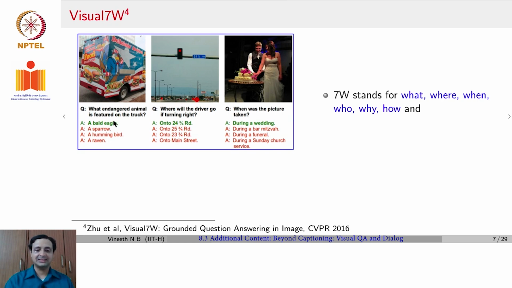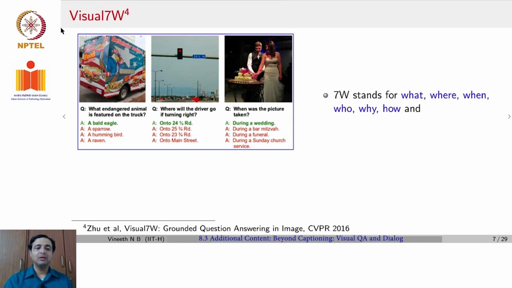This dataset has images and questions such as what you see here. What endangered animal is featured on the truck in this image? The answer is bald eagle, and the other options are sparrow, hummingbird, and a raven. Similarly, where will the driver go if turning right? If you look at this particular image here, you could then say onto 24 3/4 road, and then you have other options which are similar road names that may be relevant.